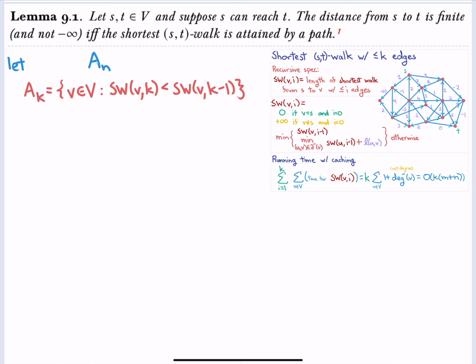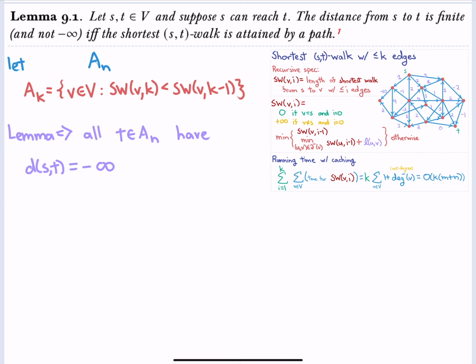So let me say what you said, but slightly differently. If the distance from S to V was finite, that nth edge shouldn't be able to help you, right? Because the path should be good enough. It should have stopped at n minus 1 and never improved afterwards. So if it improved on the nth edge, I immediately know that the distance is negative infinity. So our lemma says that if I have some vertex t in A sub n, that means the nth edge helped. I already know the distance is negative infinity.